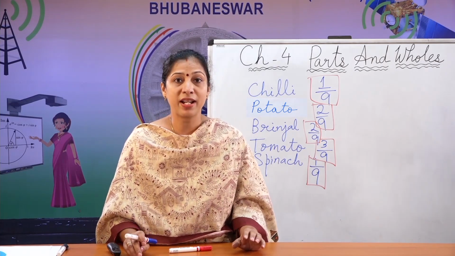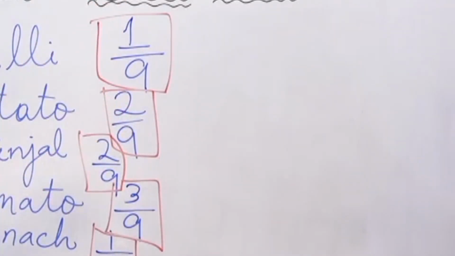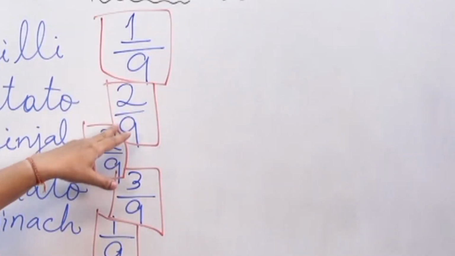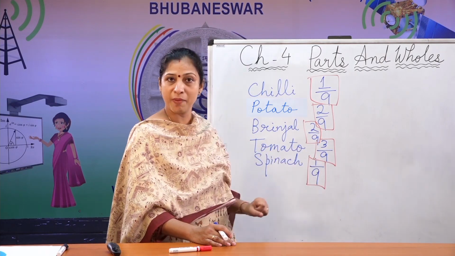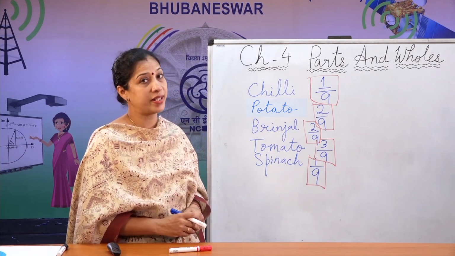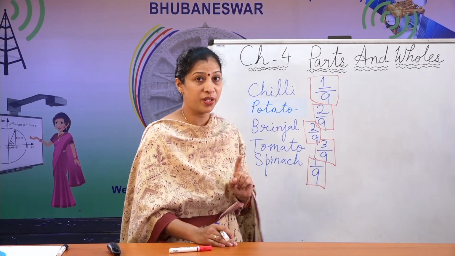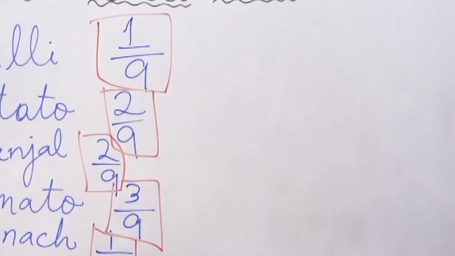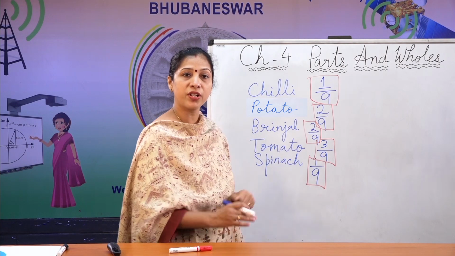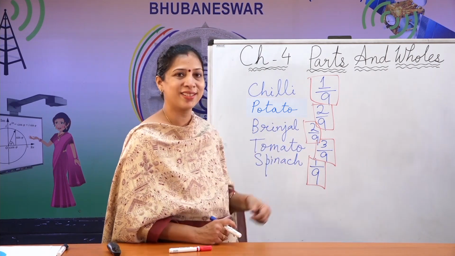So when we compare the first question, which vegetable grows in the biggest part of the field? When we compare any fractions, we have to see if the parts are the same. Here the parts are the same, 9 part, 9 part, 9 part, 9 part, 9 part. Out of 9 parts, which part is maximum? That means which upper number is the largest, I had told you, it is the number which is on the top, that is the part from the whole. So can you see here and find out on your own which part is the maximum, the largest number out of it?